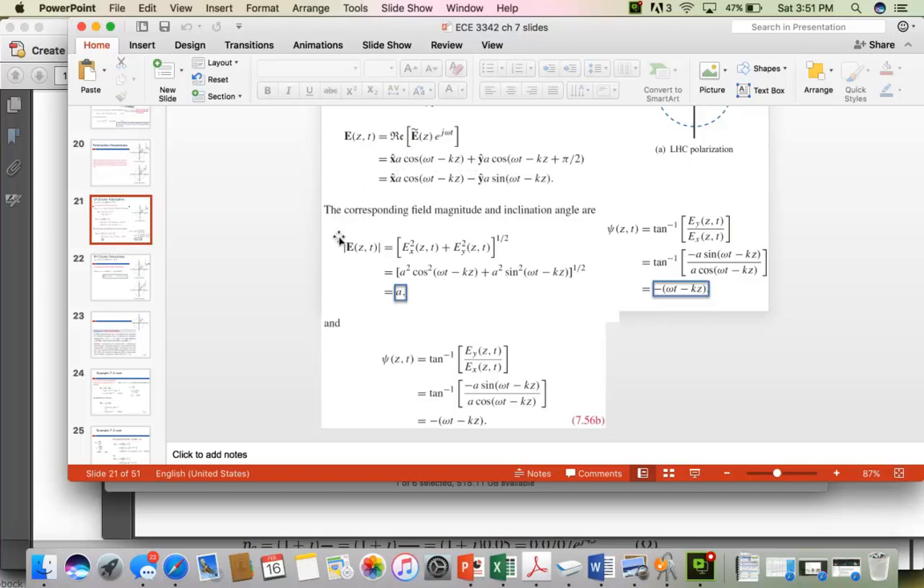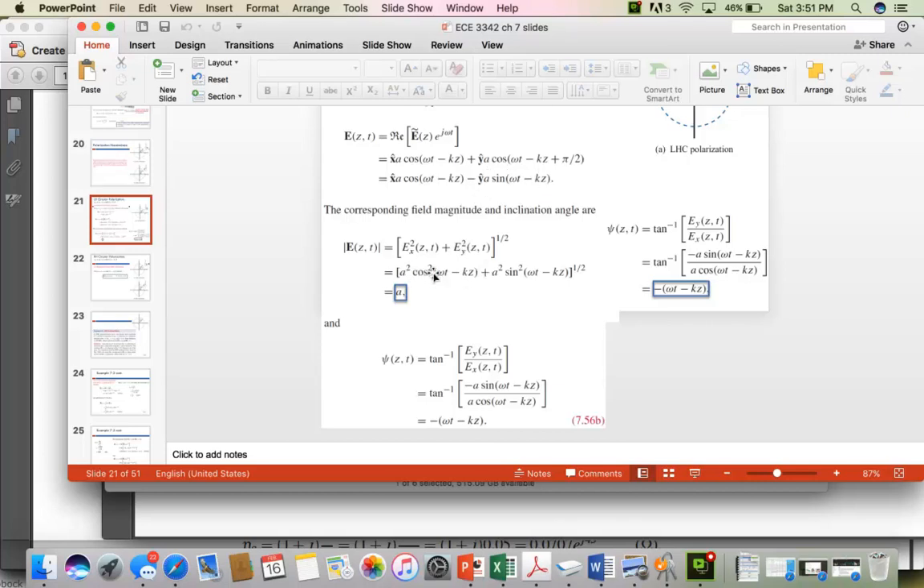Given this polarized wave, you're given an example of how to calculate the magnitude of the electric field. And so notice that it's basically the square root of the x component of the field squared plus the y component of the field squared. And notice that it can be a function of time, just depending on the type of polarization. So notice what was substituted in for E subscript x was a cosine of (omega t minus kz), and for E subscript y was a sine of (omega t minus kz).